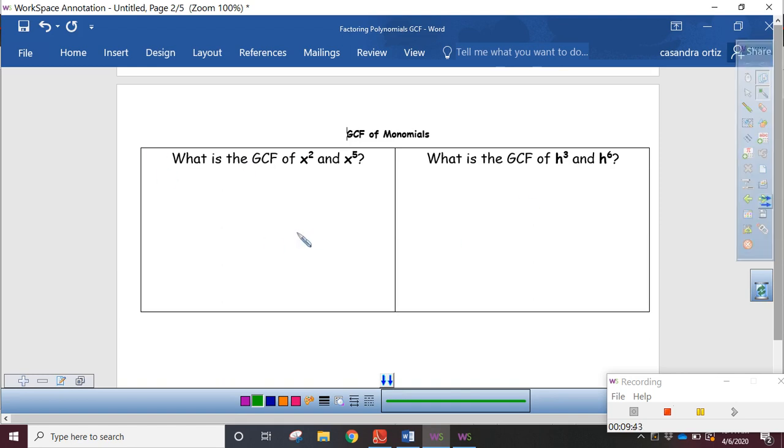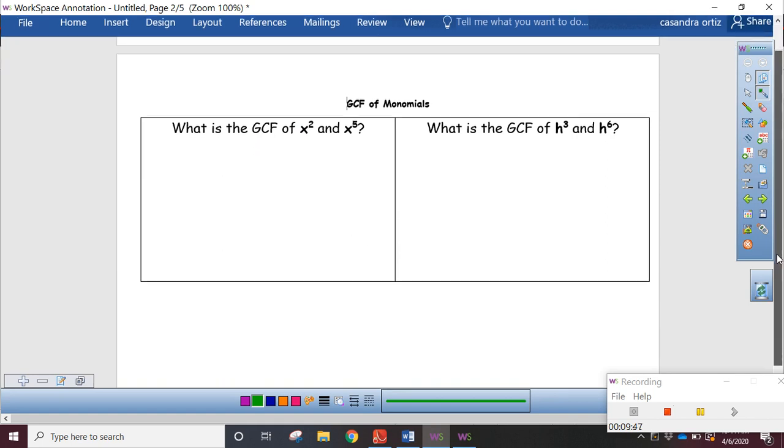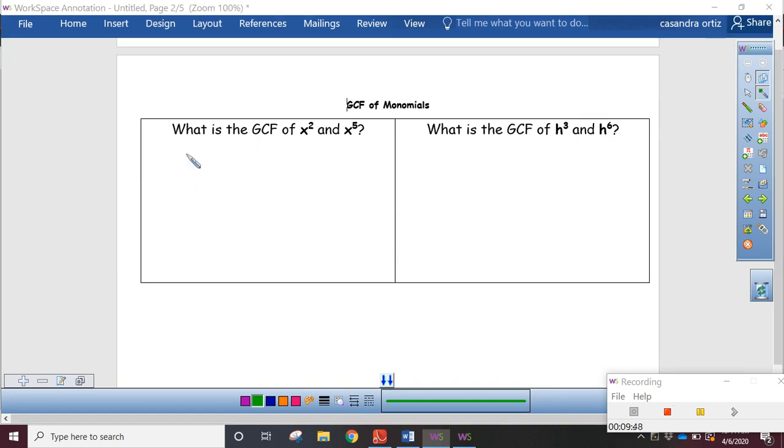Very similar to what you see there on your program as well on the Edgenuity in the instruction part. Let's look right here at this first example. This first example says, what is the GCF, so your greatest common factor, of x squared and x to the power of 5? What we're going to do here is expand these monomials to what they actually represent. So what does the x squared represent, and what does x to the 5th represent?